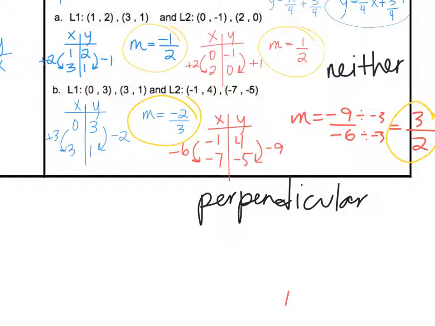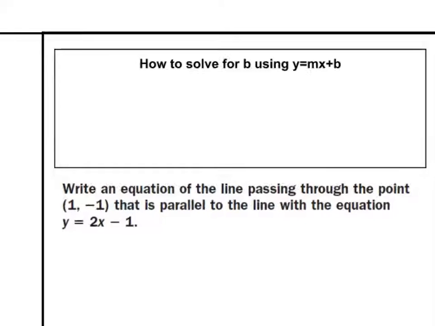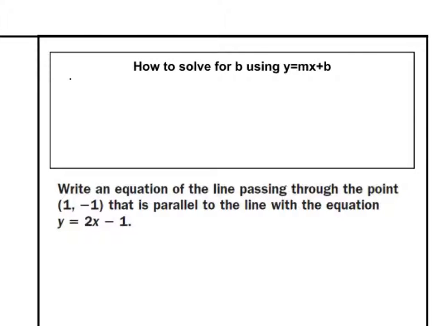You can go to the next page. So now we're going to talk about writing equations. Well, why did it go away? See, and then it flipped the page and it freaks. We're going to write a few steps at the top. How to solve for b using y equals mx plus b. So 3 short steps. You may have done this last year. In case you forgot, I'm just going to remind you.